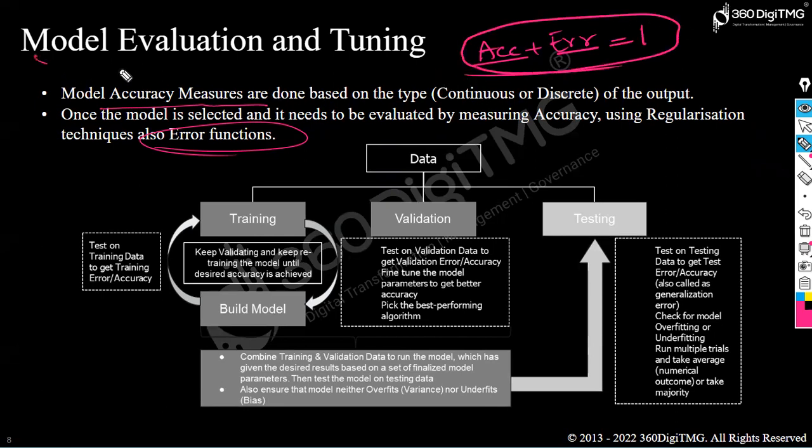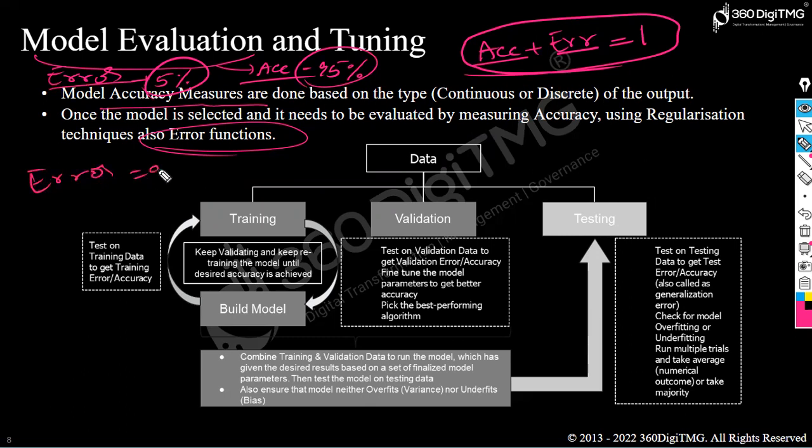So if I calculate the model is accurate for 95%, then I can say the error of the particular model is 5%. That is all known. You need not calculate. So if I say you are getting a model with 4% error rate, what is the accuracy that you are getting? Of course, it is 96%.